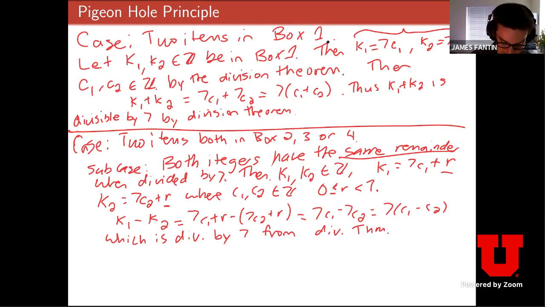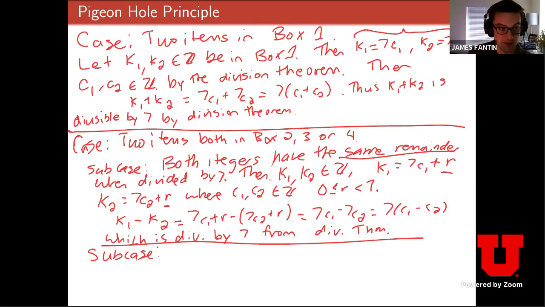So now we can get on to the final subcase here, like we were talking about earlier. We could have either picked two items that had the same remainder in that box, or they have different remainders.